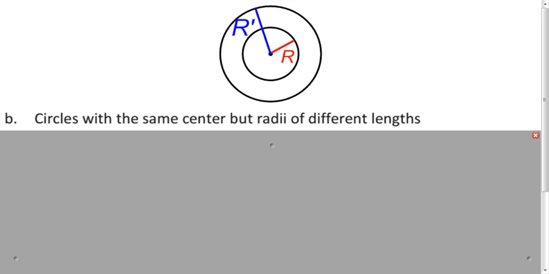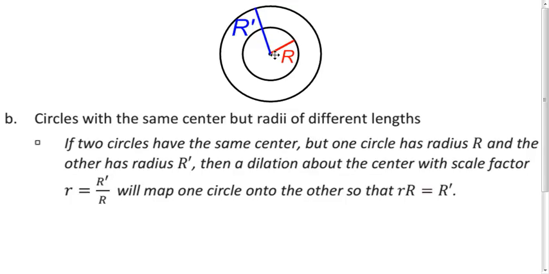What if they have the same center, so they're concentric, but what if the radii are different lengths? How can we map one onto the other? Well, we have to do a dilation. Dilation with that center of the circle. And for the dilation, we could use scale factor of r prime over r. So if we enlarge the smaller circle with that scale factor, r times r prime over r, the r's are going to cancel, you're just left with r prime.